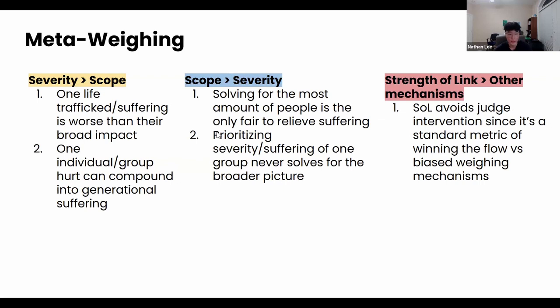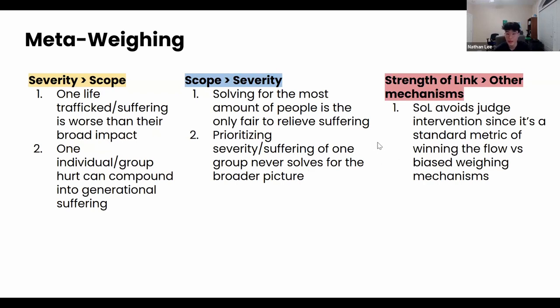And then in the contrast, if you're weighing for scope over severity, you'd say that solving for the most amount of people is the only fair way to relieve suffering. So that's like standard utilitarianism arguments. Also, we'll talk about this later under framing debates, but prioritizing severity or suffering in one group is never going to solve for the broader picture. And this is a common argument, if you're familiar, called oppression Olympics.